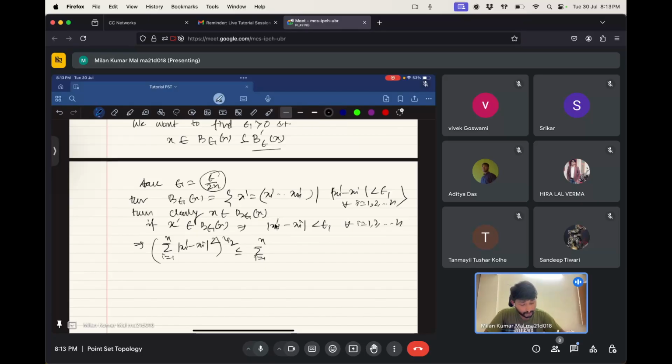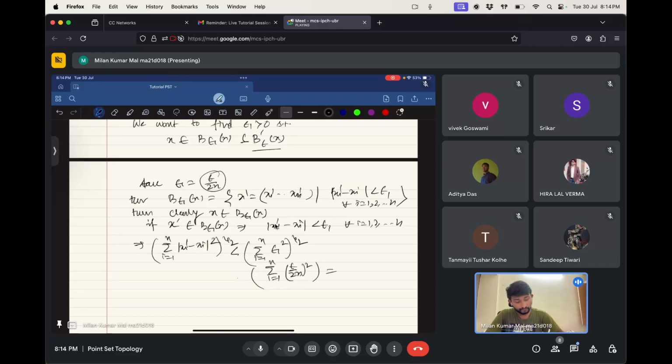We can say that the mod of xi dash minus xi is less than epsilon 1. Now this will be the summation of epsilon 1 squared, whole to the power 1 by 2. This will be strictly less than, not less than or equal to. Now epsilon 1 squared means this will be like epsilon squared by 4n squared, whole to the power 1 by 2, but it is a summation over n. Each epsilon 1 is actually epsilon by 2n. So it will be the summation of i equals 1 to n of epsilon by 2n, squared.